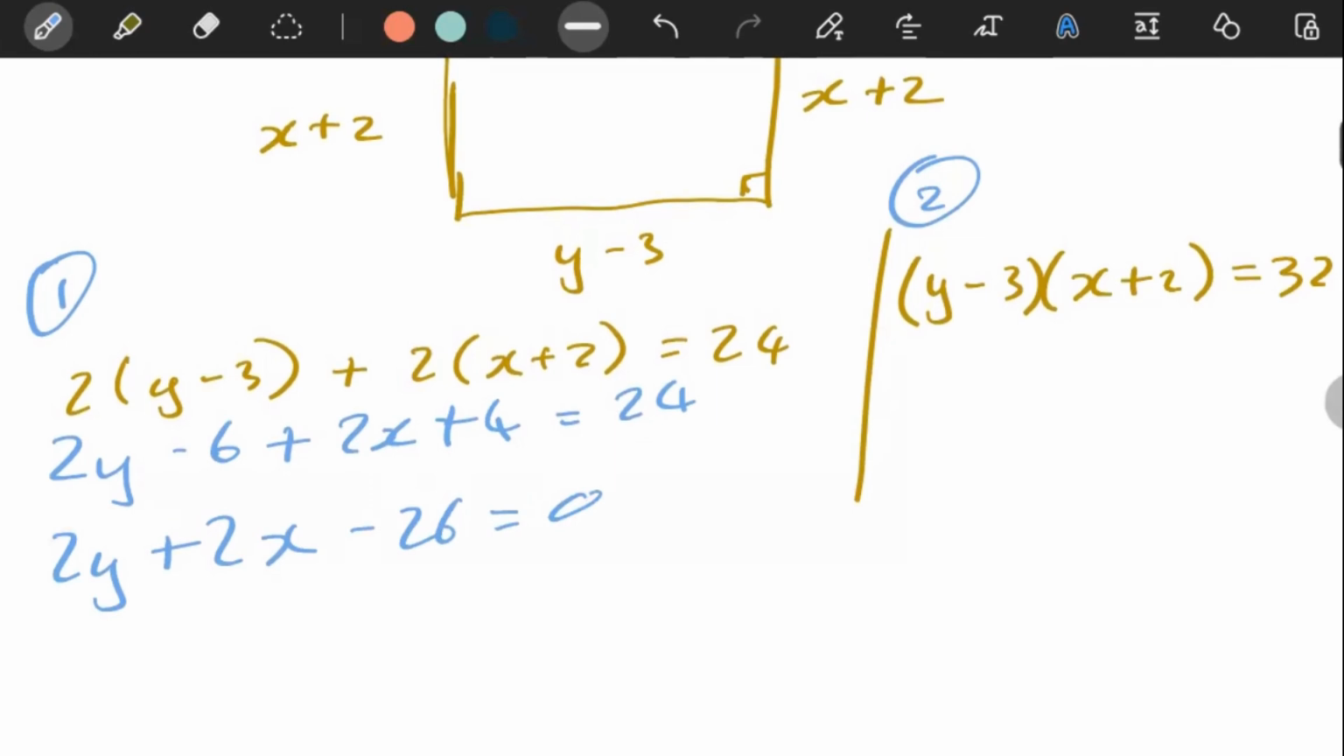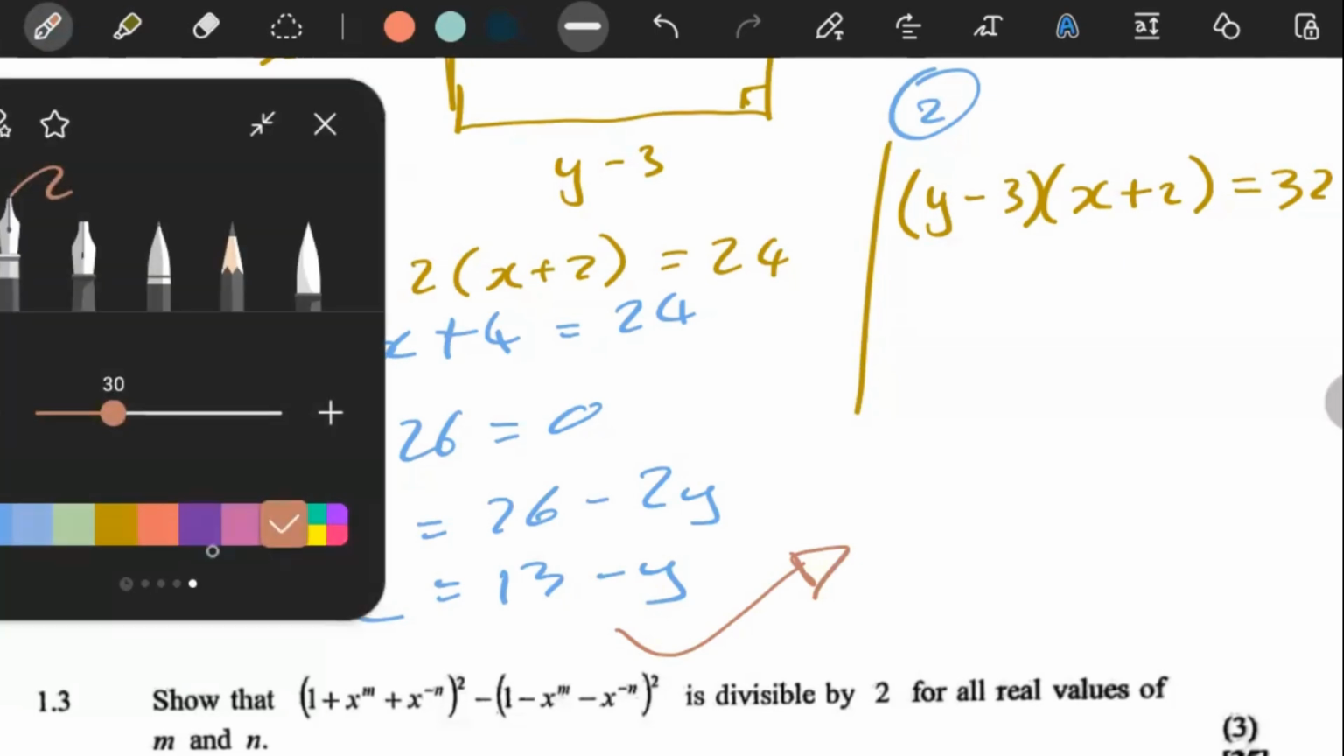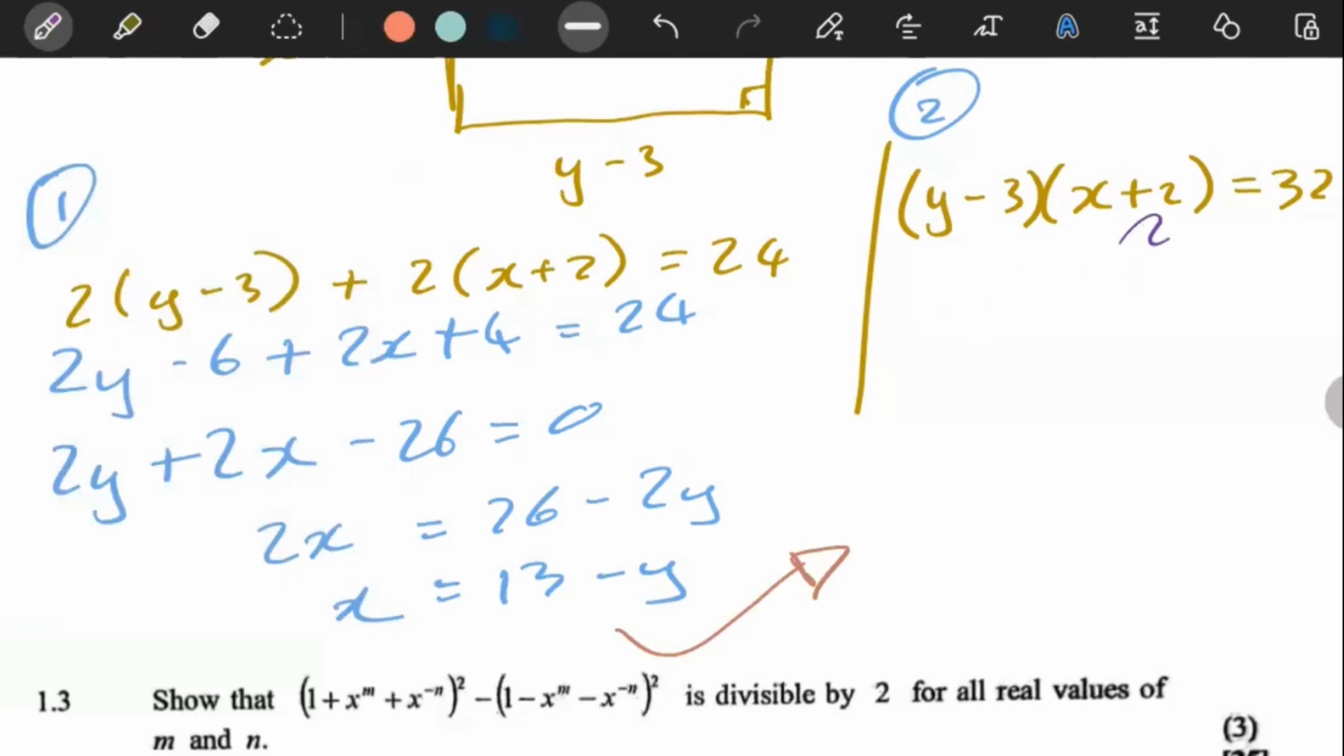The variable that we can isolate here, let me isolate x just as a choice, but either of the two would have been fine. So here x is equal to 13 minus y if you divide both sides by 2. If you then take that x and throw it in the second equation, let's just throw it in the way it is now. So here we'd have y minus 3, and then we have 13 minus y plus 2 equals 32.